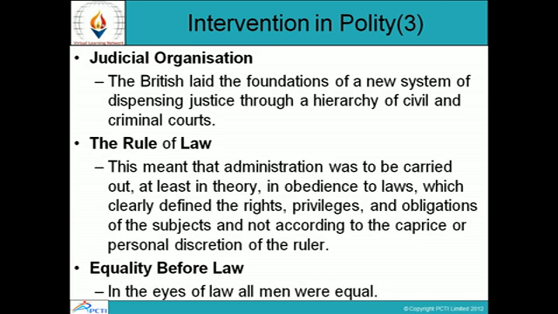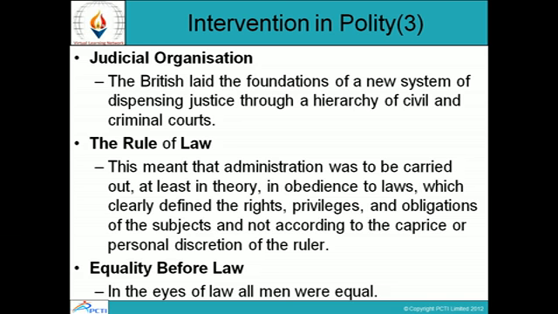Judicial organization. The British laid the foundations of a new system of dispensing justice through a hierarchy of civil and criminal courts. Through the different courts, the British also laid a new system of dispensing justice and giving equality to everyone. So in the judicial organization came the courts, civil or criminal courts or the higher ones.